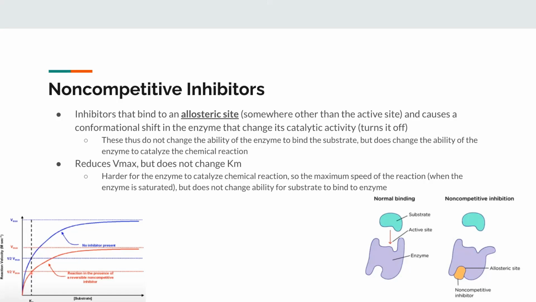It stays the same. I was going to say changes the same. That doesn't make any sense. The Km stays the same, but the Vmax decreases because the catalytic activity has changed. Make sense? Perfect.